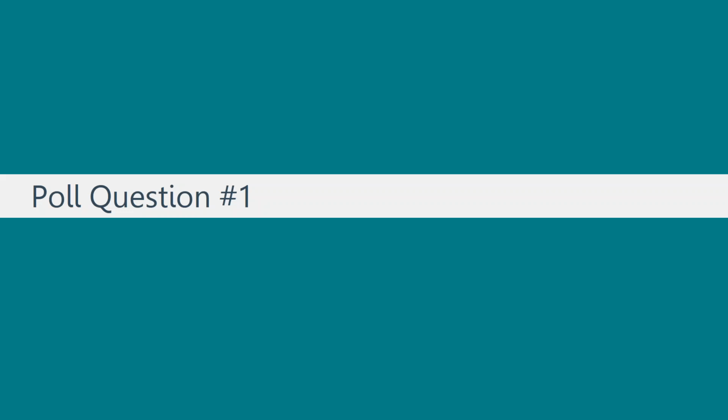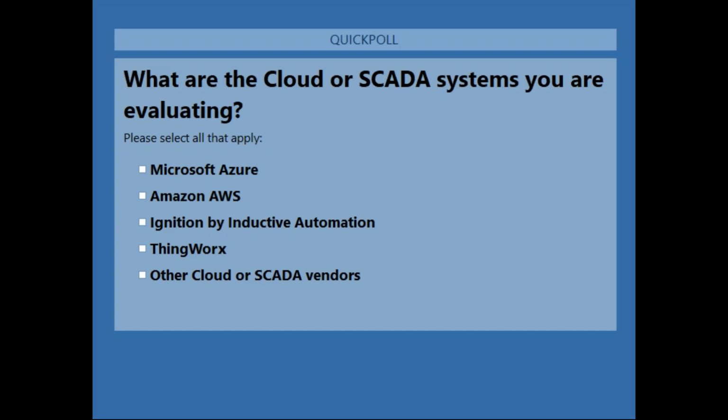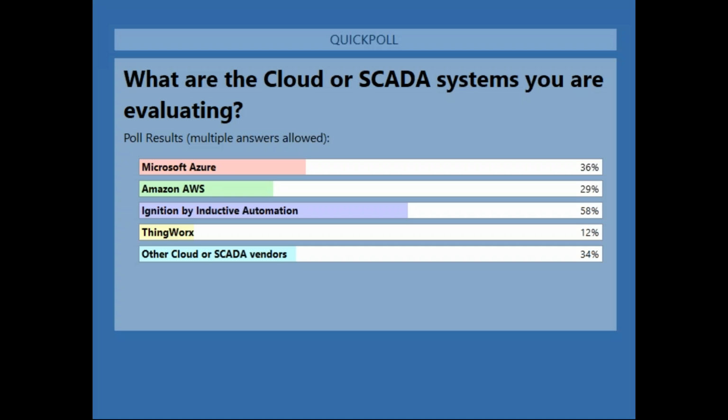So that brings us right to our poll question number one. And Scott, if you don't mind bringing that on the screen, perfect, thank you. So the first question here is, what are the cloud or SCADA systems you are evaluating? I believe you can check all that apply. You might have more than one, but the options here: Microsoft Azure, Amazon AWS, Ignition by Inductive Automation, ThingWorx, or other. We'll wait just a couple seconds here. And Scott, if you don't mind showing us the results. There we go.